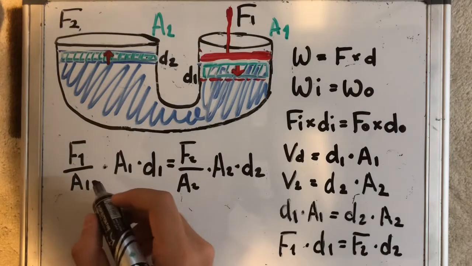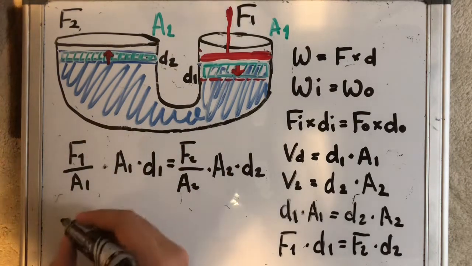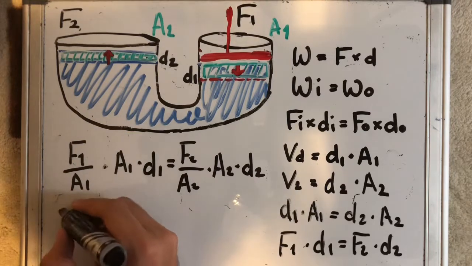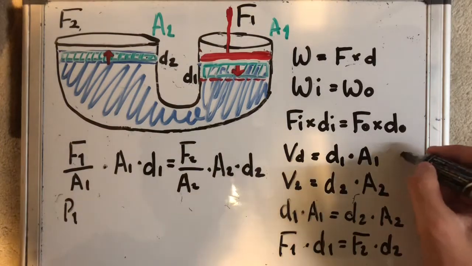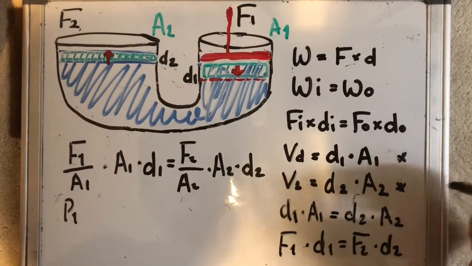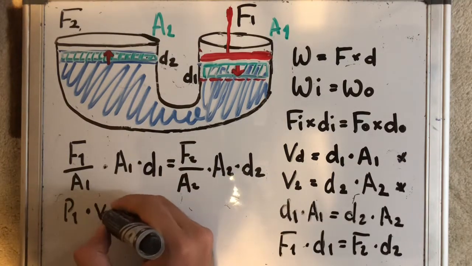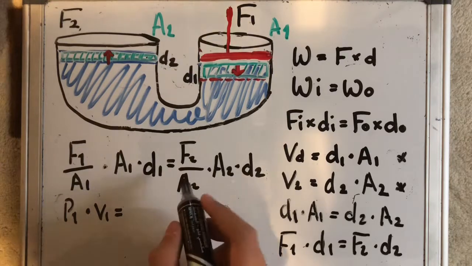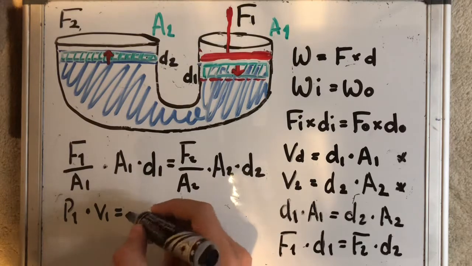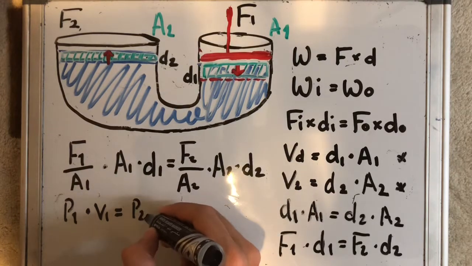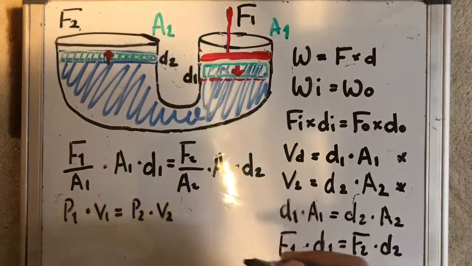This part of the formula, force 1, or force input, divided by area 1, is actually equal to pressure, and we can label this as pressure 1. And from the previous formulas, we can say that distance 1 times area 1 is equal to volume, so we can rewrite this as volume 1. The same applies to the other side. Force 2, or the force output, divided by the area equals pressure, and we can label this as pressure 2 times volume 2, the volume that's displaced on the other side.